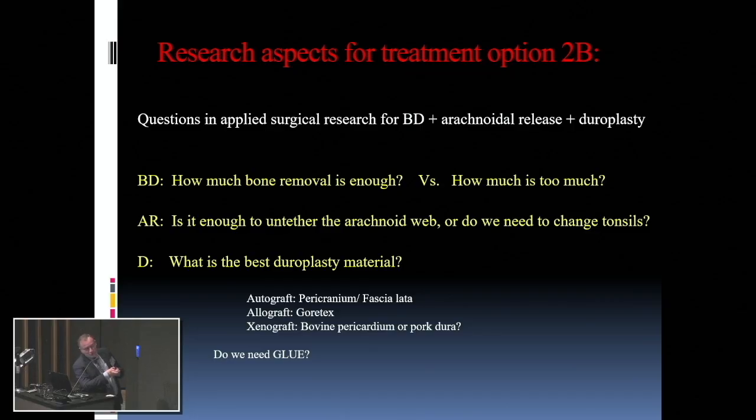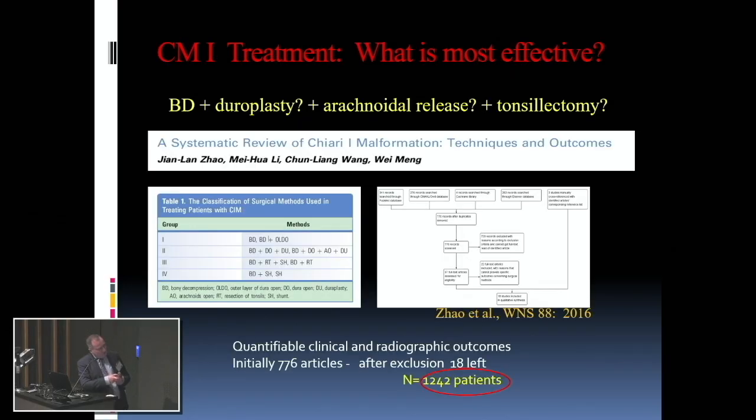And what's the best duroplasty material? So what do you use to put in the patch? You use the patient's own material, pericranium or fascia lata. Do you use some Gore-Tex, or do you use some xenograft, some other biological material? Makes a difference in how the body reacts to the repair of your surgical wound, right? And do you need to glue it, yes or no? And I'll tell you in a second why I think you do.